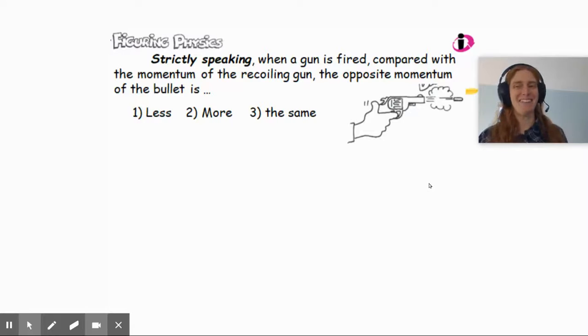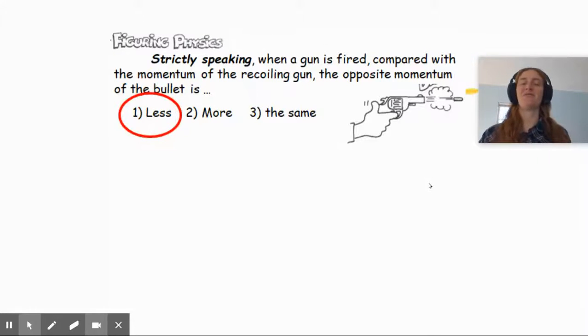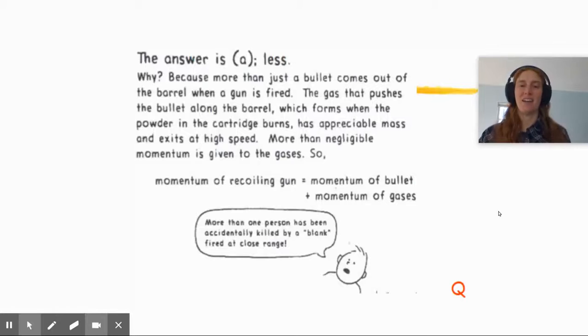So you probably said that these are going to be the same, but I want you to think real life. In real life, it's going to be less because the bullet comes out of the barrel, yes, but there's also gas that comes out of the barrel of the gun. And it's not an insignificant amount of momentum from the gas because the gas in like the air does have mass and it is going very fast. So the momentum of the recoiling gun is actually going to be equal to the momentum of the bullet plus the momentum of the gases. And that is why you can get really hurt from a gun, even if there's no bullet, because of the gases that come out of the gun.